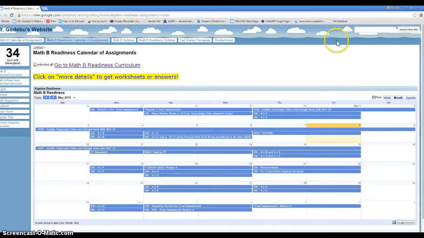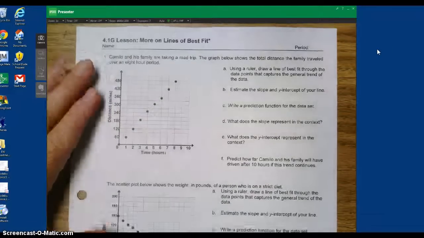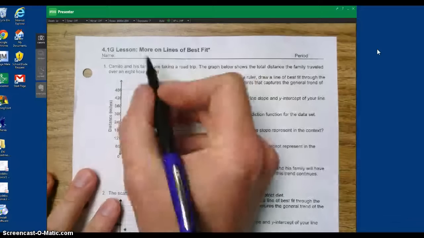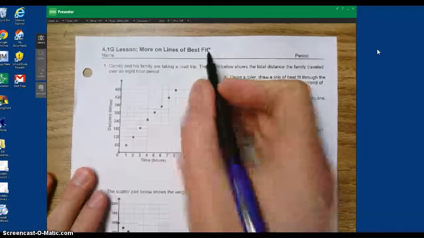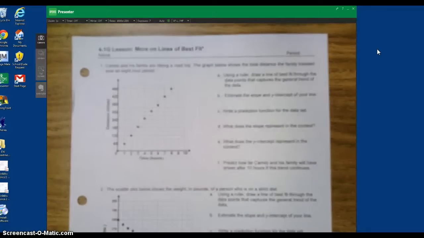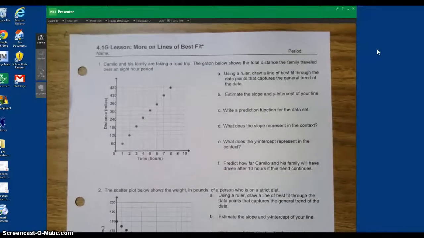Okay, so now I'm going to give you the classwork lesson, which is really going to help you with this quiz because it's very similar to what you're going to be doing on your group quiz. And it's our second attempt at this. You see the title says more on lines of best fit. That means the previous lesson, 4.1F, was just like this, and hopefully since you graded your homework, you got a good idea whether you know how to do this or not.